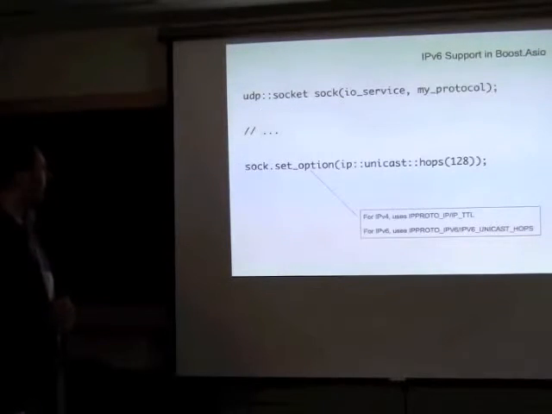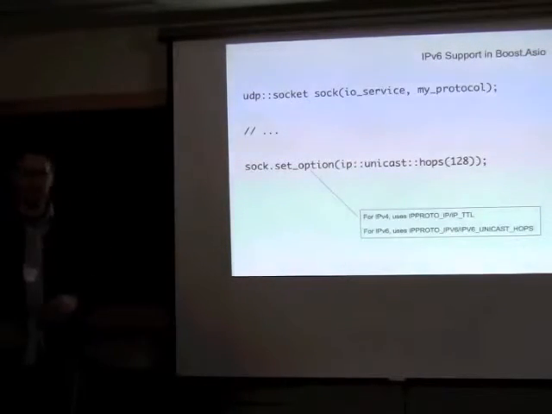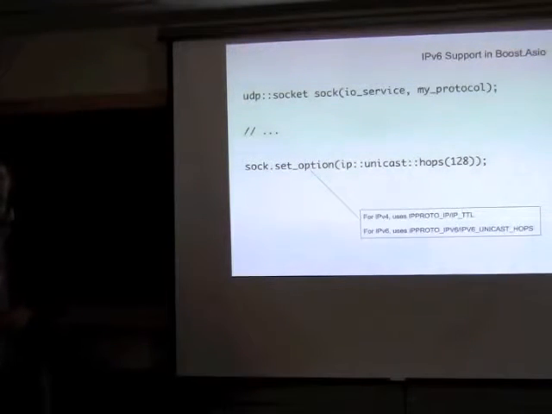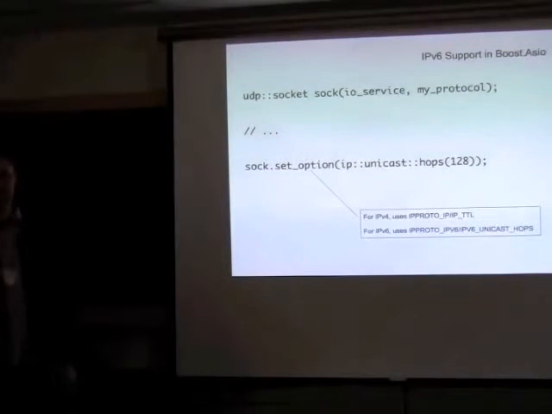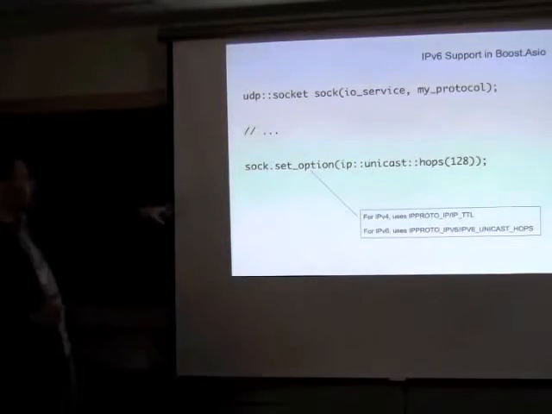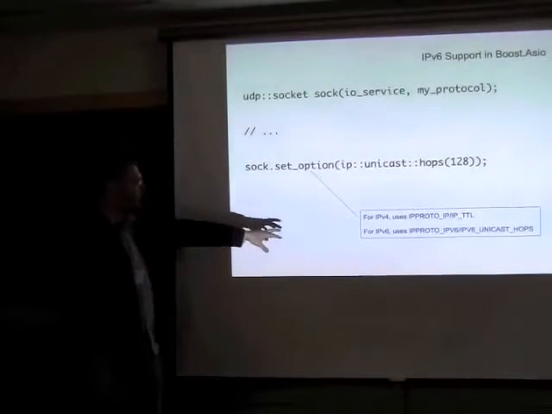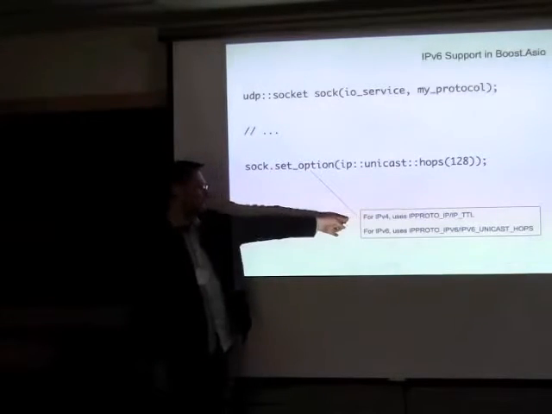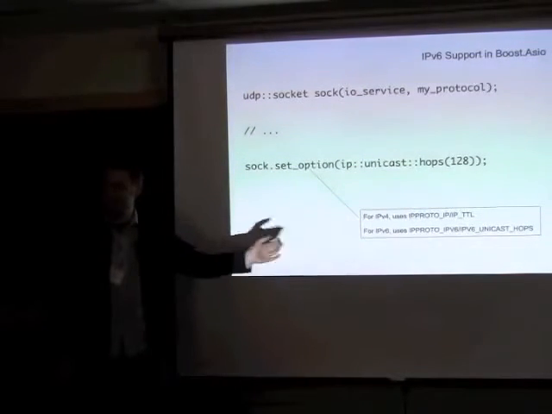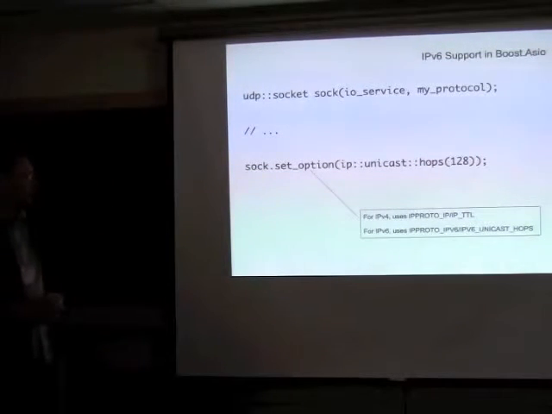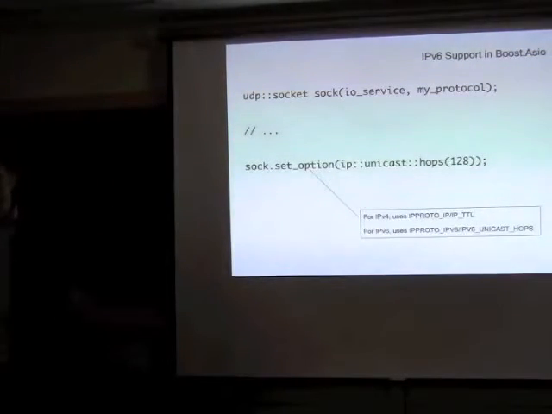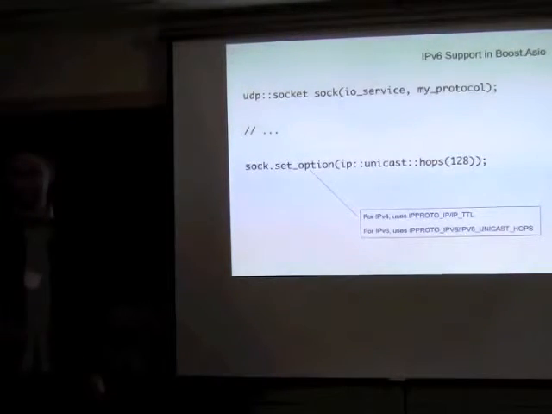So the example I've got here is, for IPv4 it's traditionally called TTL, or time to live. For IPv6 it's called hops. So I've adopted the IPv6 name here. And so when you set that option, internally ASIO will go, oh, this is an IPv4 socket, I need to set the IP TTL option, or alternatively set the unicast hops option on the socket if it's an IPv6.